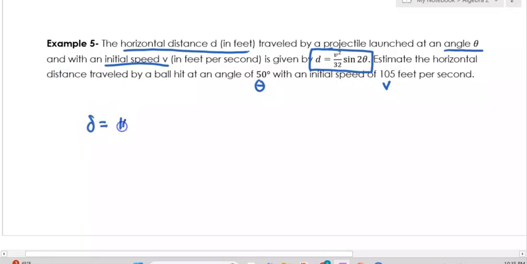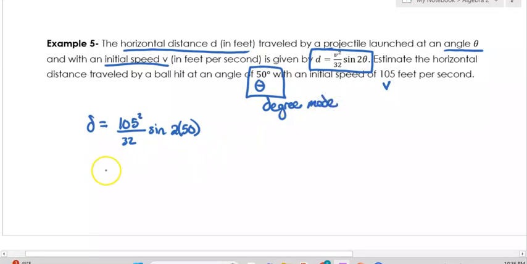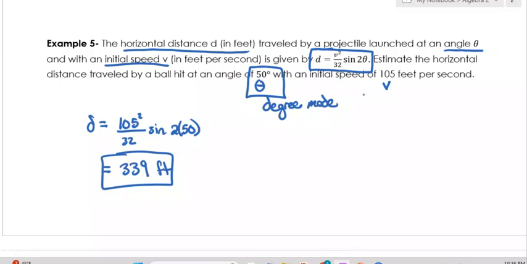So if we want to go ahead and fill in what we know, 105 goes in for v, and then sine of 2 times 50. All right, and because I am in degrees, I know that I must be in degree mode in my calculator. So just make sure when you press mode on your graphing calculator that it is in degree mode. And I type this in my graphing calculator and I get 339 feet is how far it travels. So you'll need to use this formula on your homework today, but when we do it on a test, I will provide the formula. You just need to know how to use it and to make sure that you're in the right mode.